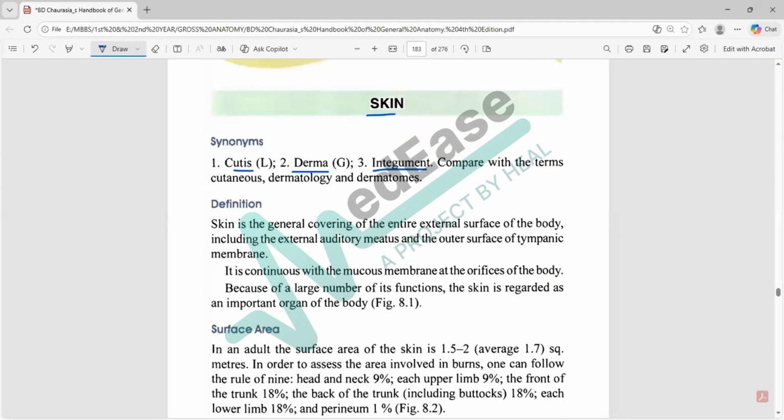It is the covering produced on the external surface of our body, also the external auditory meatus, which is the pathway in the ear, as well as the outer surface of the tympanic membrane. Now when we talk about the surface area of the skin, it is one of the most important ones, and this depends upon the age and the height of the individual.